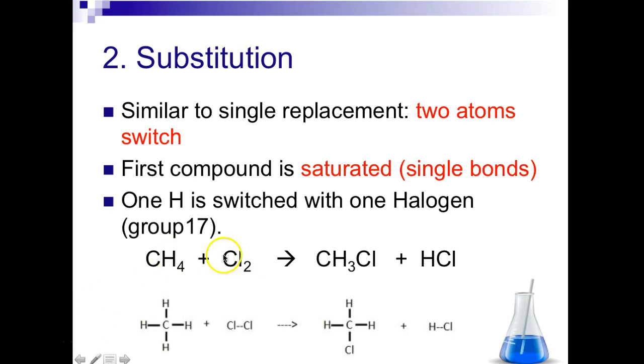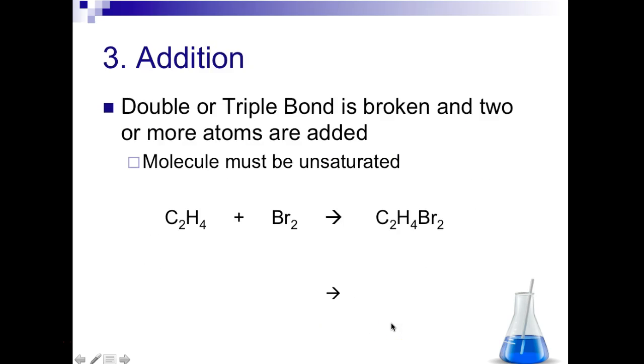So if we look at this, we have CH4 plus Cl2. And one of the H's and the Cl switch. And then we get HCl as the second product. The next one is an addition reaction. That's when a double or triple bond is broken and two or more atoms are added. So the molecule must be unsaturated, so that means it has to be an alkene or an alkyne.